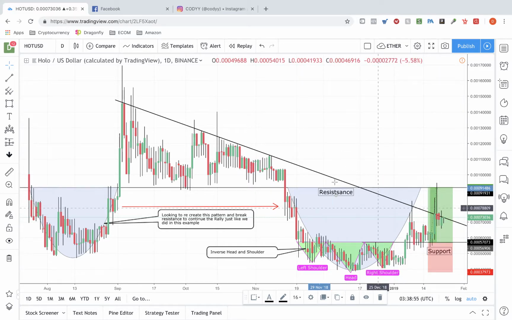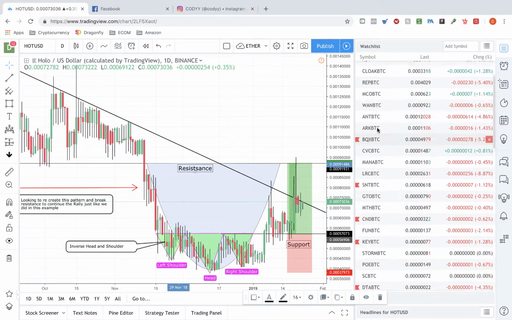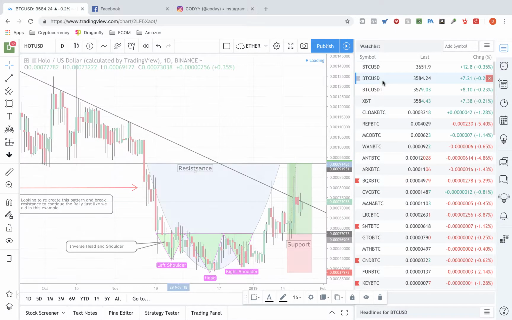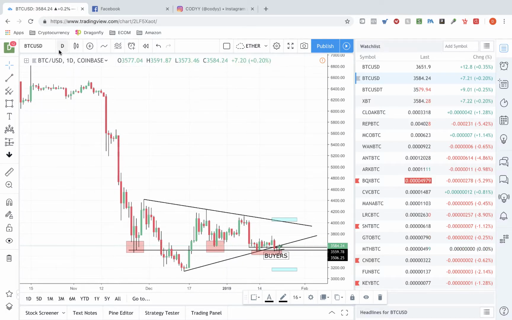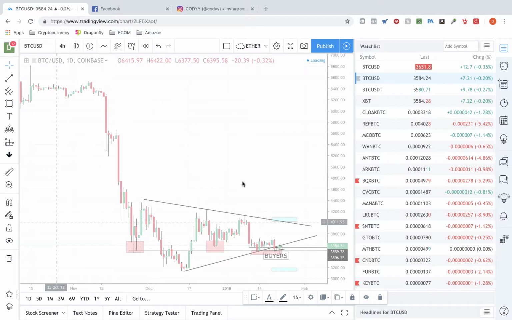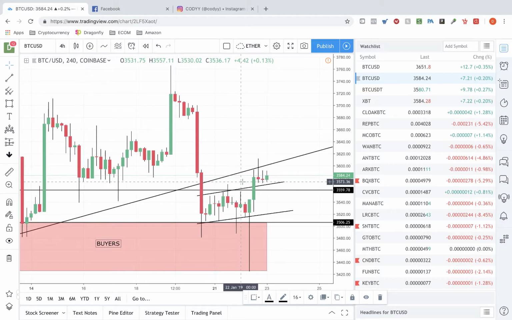Who knows? We've got our profits and we locked them in. Looking back at Bitcoin for the day. Let's look at it on a lower chart. Very interesting. This is known as a shooting star. It's really known as a shooting star from the top.